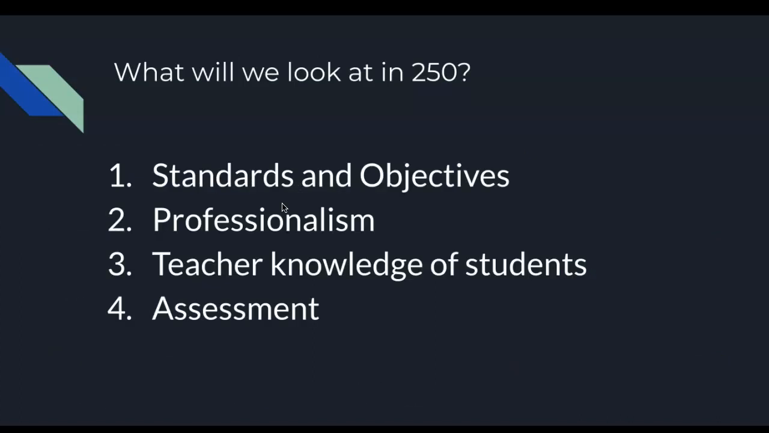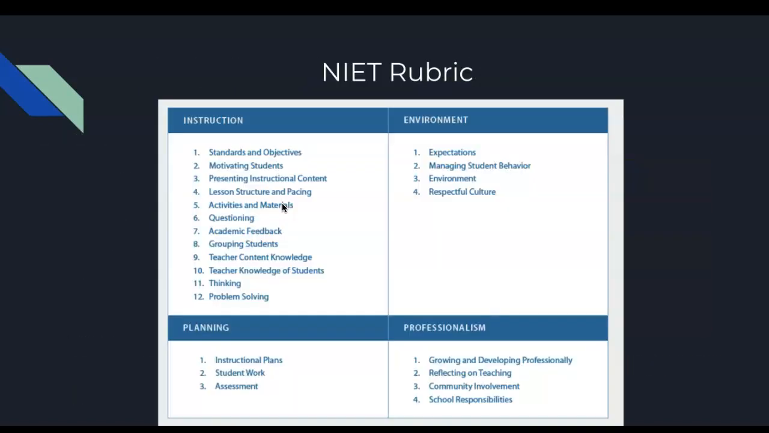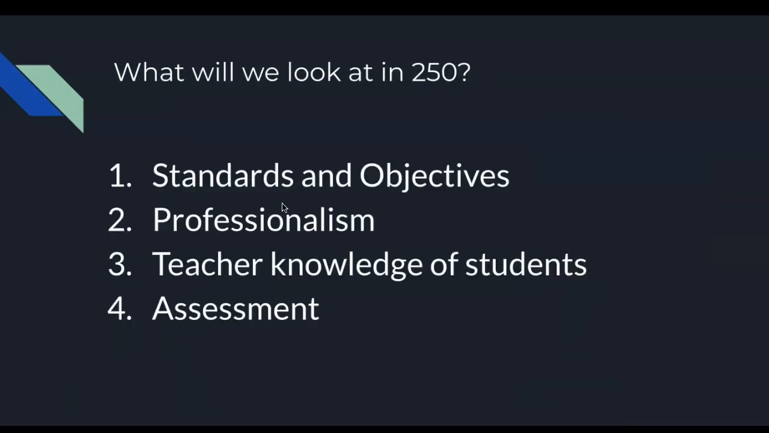In Ed 250, we're only looking at 4 parts of the rubric. Again, you'll get a copy of the whole thing. It will be overwhelming, but I've tried to color code it so that you are aware that we're only looking at 4 of these things in Ed 250. Under instruction, number 1, standards and objectives, is what we're going to get to first. Then we are going to look at teacher knowledge of students, number 10 under instruction. Then we will look at professionalism. And our last one is assessment.